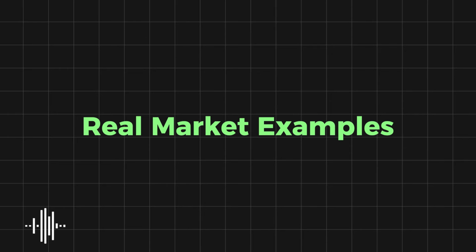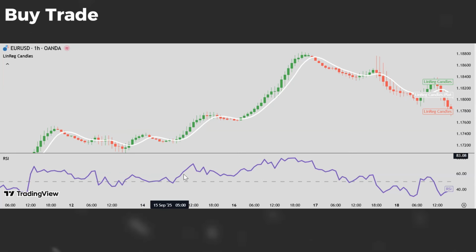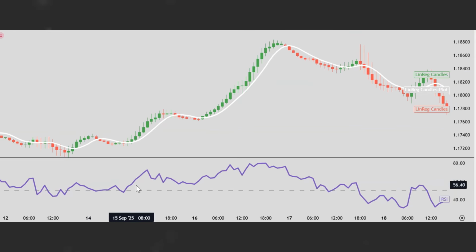Real market examples. Buy trade. Here, look at the chart with me. See the RSI at 57. This tells us the market is in an uptrend. Now notice the candles pulling back below the moving average line.